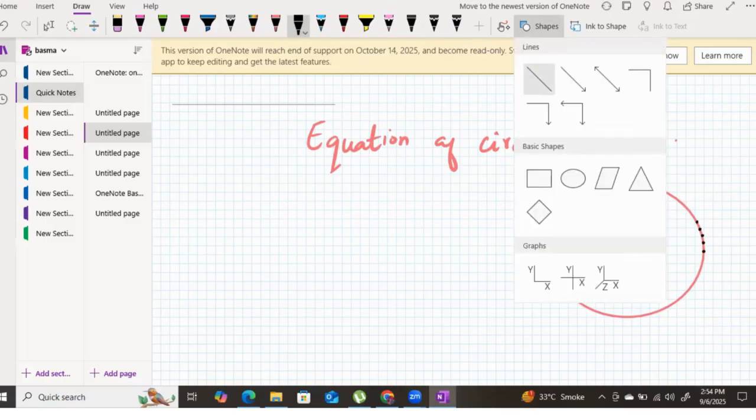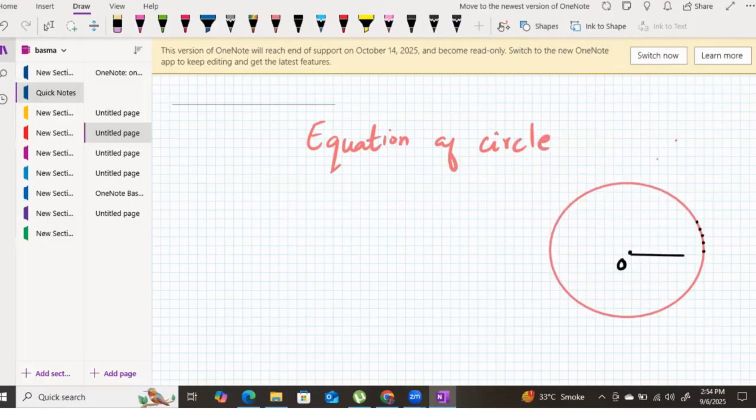So if I form a line like this from the center to any point on the circle, that is going to be your radius. So here is your radius. Now these are the two important things in a circle. We should know about the center and the radius.